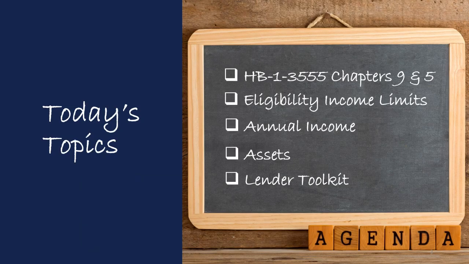Today's topics are covered in our Handbook 1, 3555, chapters 9 and 5. We'll be reviewing the agency's eligibility income limits, annual income, which will also include adjusted annual income, repayment income, and income verification requirements. We'll also look at assets, and we will end with some important and helpful links and websites that are available to our lending partners.